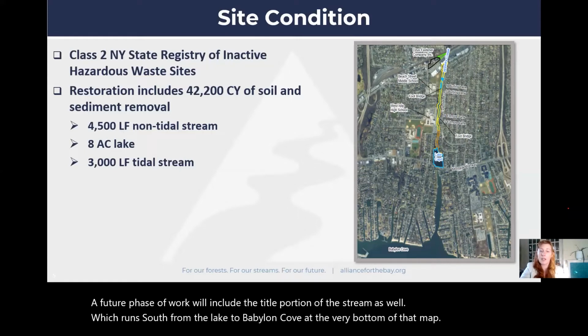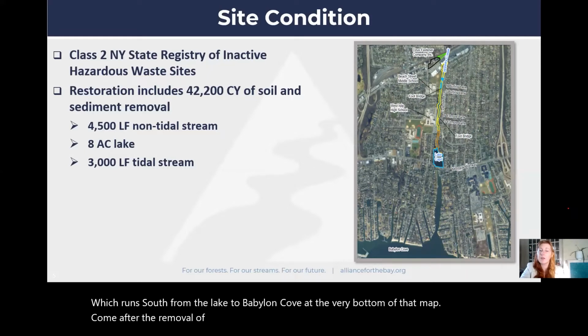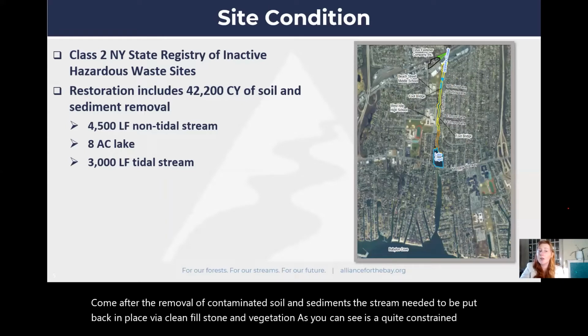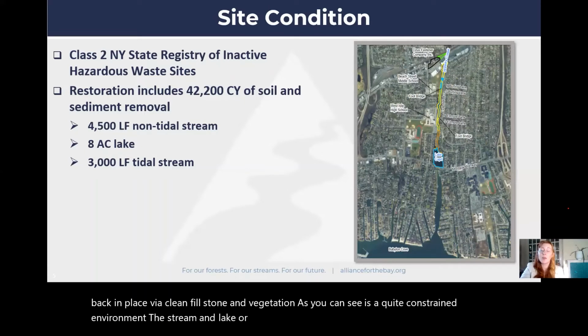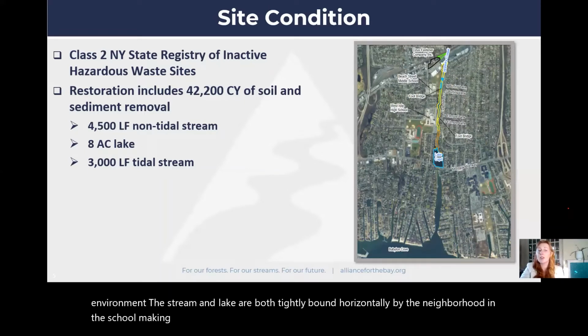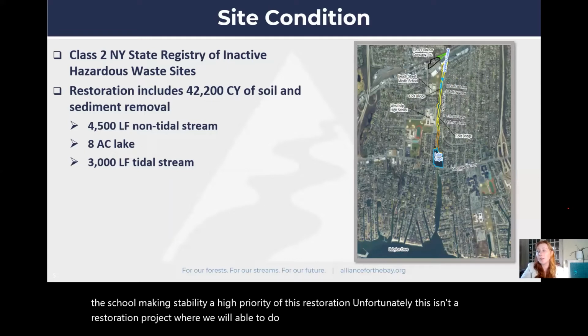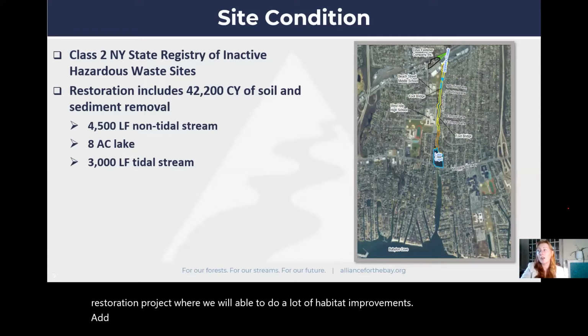After the removal of contaminated soil and sediments, the stream needed to be put back in place via clean fill, stone, and vegetation. As you can see, it's a quite constrained environment. The stream and lake are both tightly bound horizontally by the neighborhood and the school, making stability a high priority of this restoration. Unfortunately, this isn't a restoration project where we will be able to do a lot of habitat improvements, add in stream meanders or floodplain connection. It's more of a protection-based restoration.